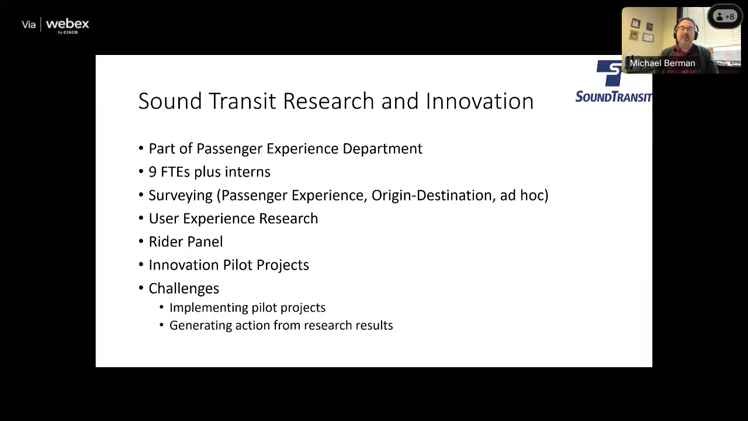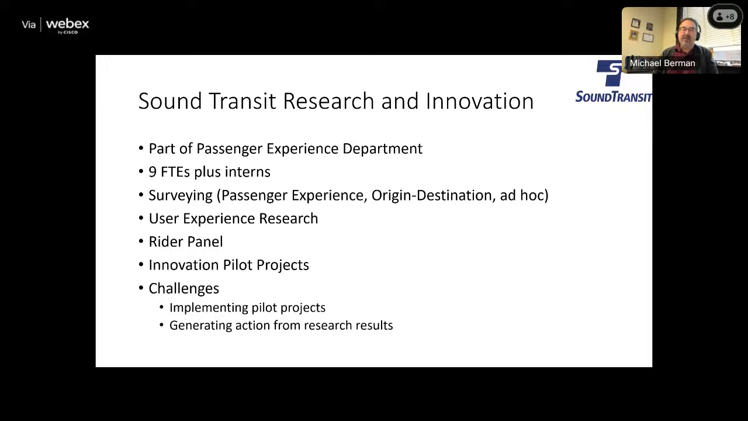Our job is really to understand what it is our passengers need, whether it's with something related to our current service or potential future needs, try to understand what those needs are, and then bring that into operations. So we use surveys, which we have annual or semi-annual, depending on how often we feel like we need to do it, a passenger experience survey. We're responsible for the origin destination survey that we do. And then we also have ad hoc surveys after service disruptions or openings, just to get a sense of how well we did, for example, managing a disruption.